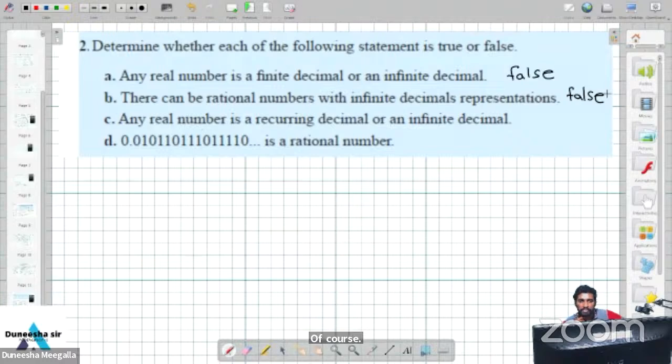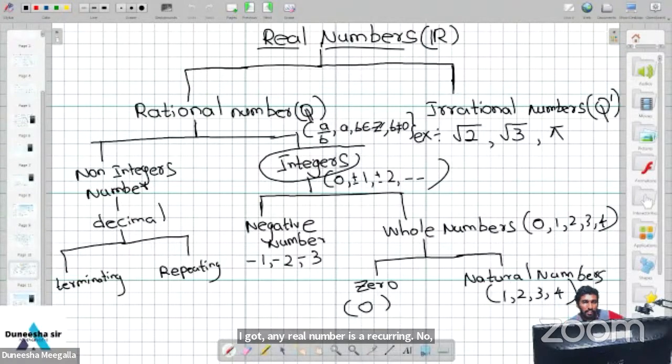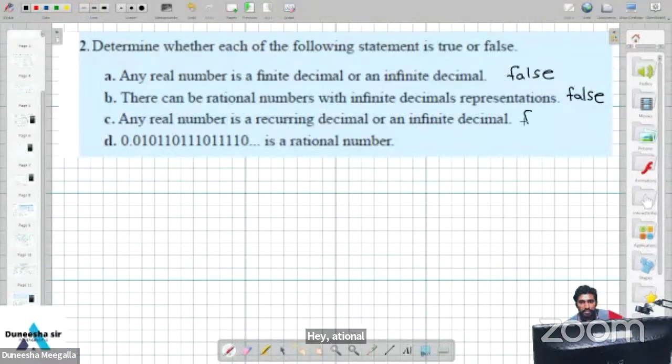Any real number is a recurring decimal or an infinite decimal. Is a real number like that? Any real number is a recurring decimal or no? A real number can be a rational or an irrational number. So it's false, isn't it? Okay, it's false.